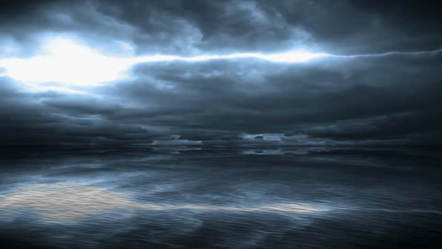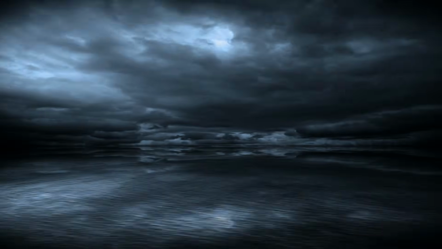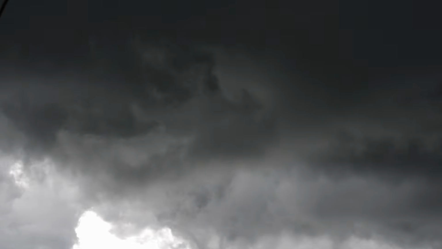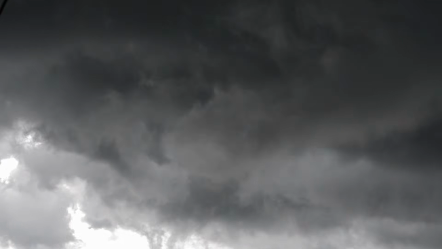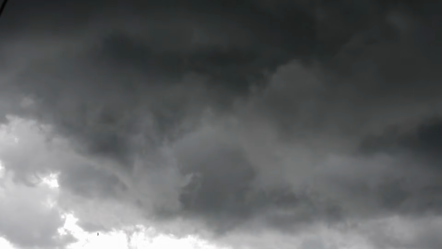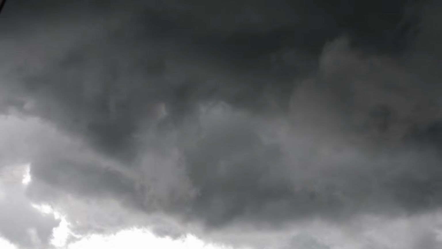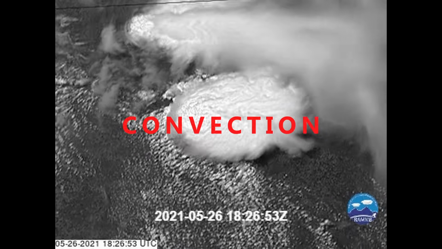Thunderstorms are one of the most common types of weather. We've probably all seen at least one thunderstorm in our lives. But do you know what the main driving force behind a thunderstorm is? Well, that would be convection.